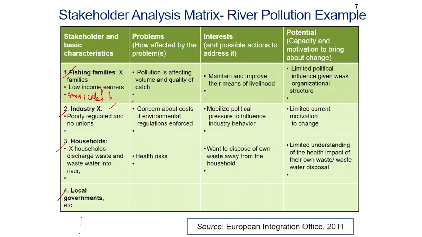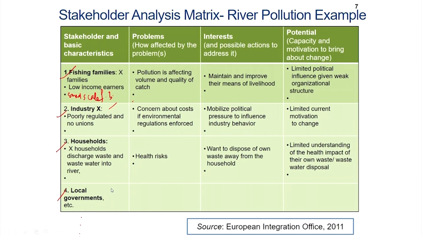With regard to industry, some industry X, poorly regulated and no unions, concerns about costs if environmental regulations are enforced. So, what if environmental regulations get enforced and the cost of production goes very high? So, what is the effect of that on workers, let us say. Households discharging waste and wastewater into the river. So, what are the health risks?